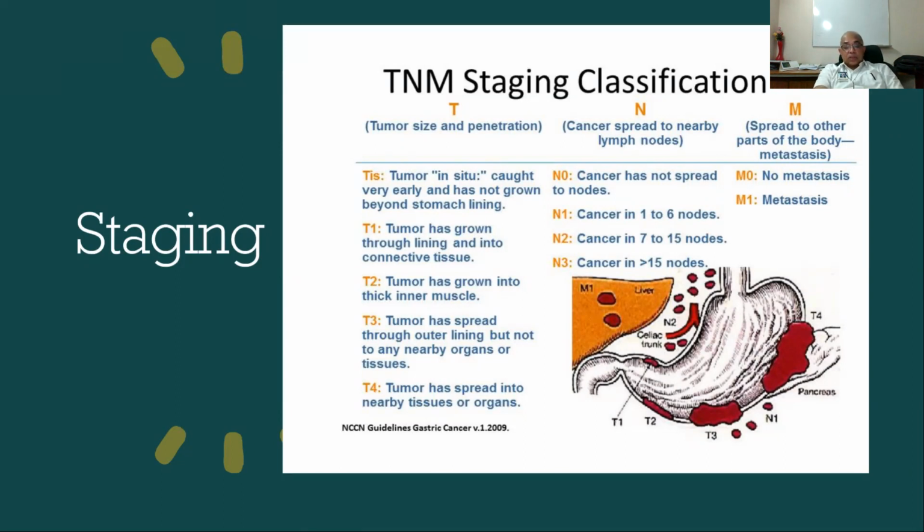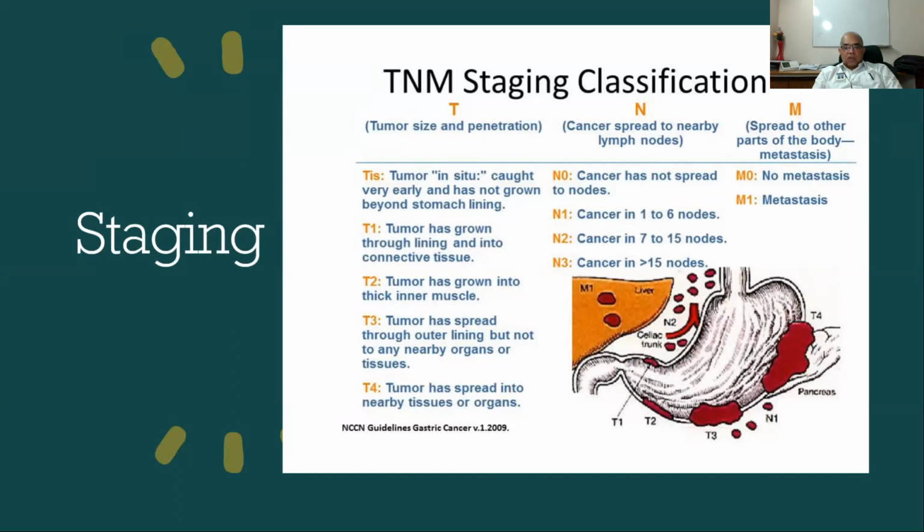N0 is a cancer which doesn't have any nodes. And this is mostly an operative kind of staging, because the surgeon takes out all the perigastric nodes and many of the nodes around which are enlarged.